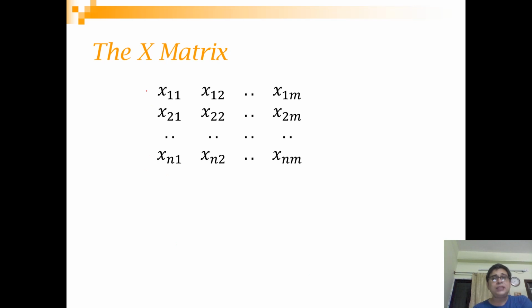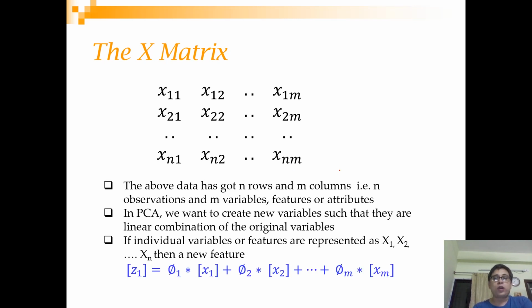Your original data or input data can be thought of formally in this form. So x11 represents the value of the first feature for the first observation, and xnm represents the value of the last feature for the last observation. So your n are your observations and m are your variables, features or attributes. In PCA, we want to create new variables, as we discussed, and they should be created such that they are linear combinations of the original variables.